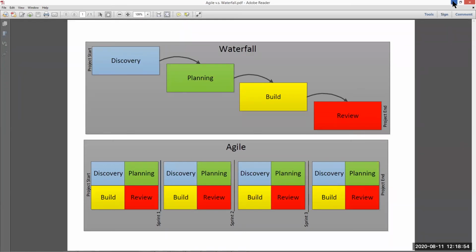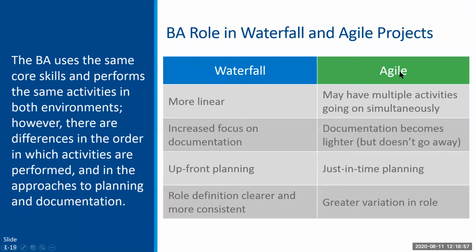So when we talk about the idea of waterfall versus agile projects, waterfall projects by their very nature are more linear. They have an increased focus on upfront documentation and upfront planning because you only get one try to do this. You got to get it right. So your role definition is likely going to be clear and more consistent. Where in an agile type project, you may have multiple activities going on simultaneously. The documentation becomes lighter, but it doesn't go away. Yeah, there's a difference between light documentation and no documentation. No documentation is chaos. That's different than agile.